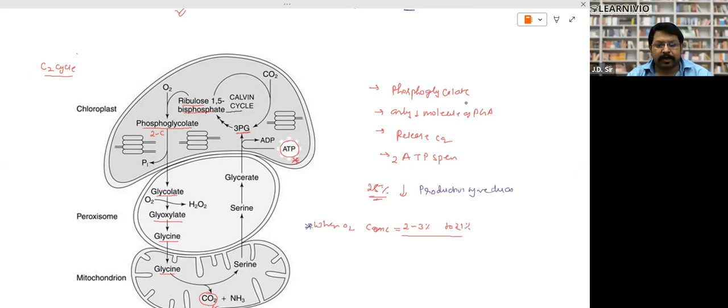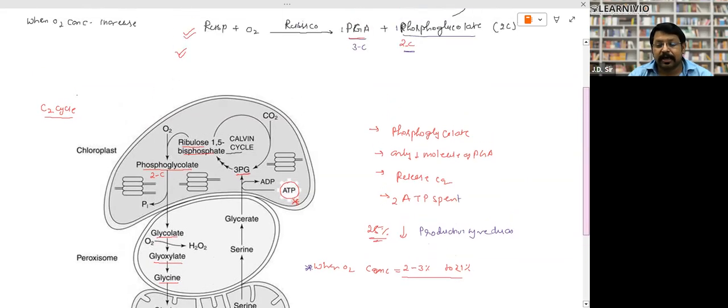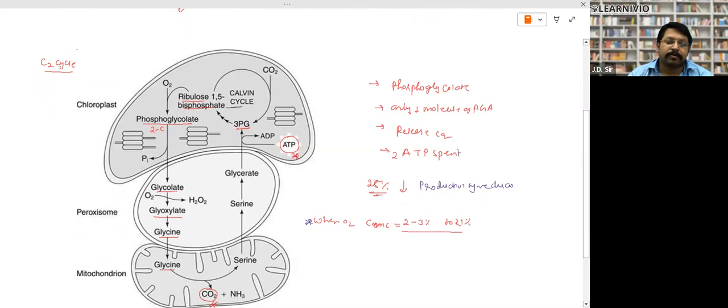Formation of phosphoglycolate takes place. Only one molecule of PGA is produced. It releases CO2. So if this phenomenon is taking place, then cell organelles like chloroplast and mitochondria will release the carbon dioxide, and 2 ATP are spent along with that. So it is an energy consuming process as well. It wastes the energy, and the productivity reduces.